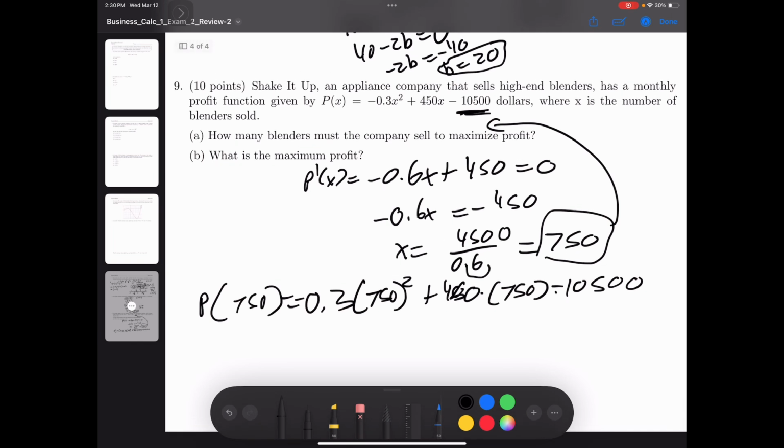If I multiply all of this out, 750 times 750 is 562,500. So we get negative 168,750 plus, I think, 337,500. I'll check this after the video to make sure I did my math right. Minus 10,500. And then if we do this, we get 158,250. So we made about $150,000 off of our 750 blenders. And that is the end of our review sheet.